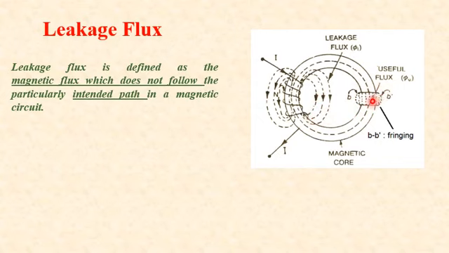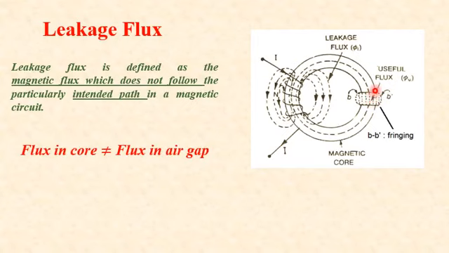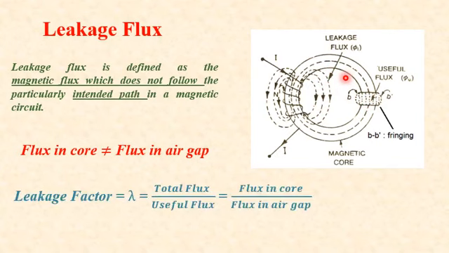So here what we can say is that flux in core will not be equal to flux in air gap, since some flux has already leaked. Here we are introducing a new term, the leakage factor lambda. Lambda is given as total flux by useful flux. Total flux is actually the flux in core and useful flux is the flux in air gap. The value of leakage factor lambda is usually greater than 1.